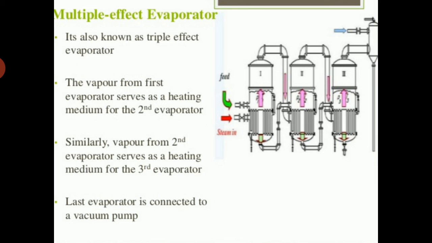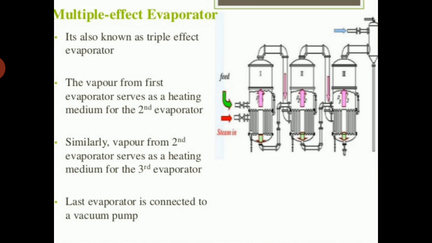Advantages are: in a climbing film evaporator, a large area for heat transfer is provided, employing long and narrow tubes. Since liquid flows at a high velocity, the resistance for heat transfer at the boundary layers is reduced. As a result, the heat transfer is enhanced. The time of contact between the liquor and the heating surface is very short. The liquid is in the heater for 1 second, while its residence time is 20 seconds in the evaporator. Hence, it is suitable for heat-sensitive materials.